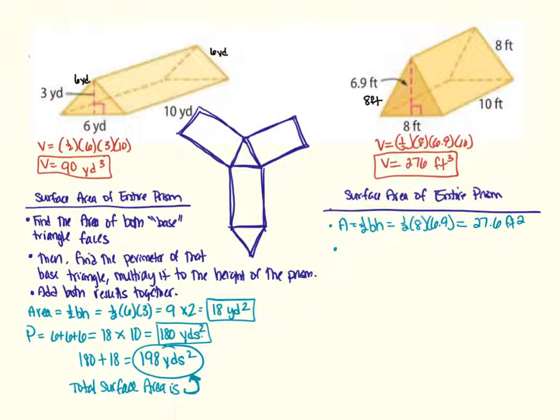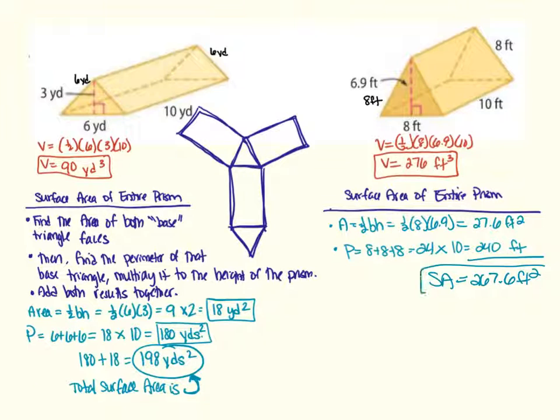Part 2, you're going to take the perimeter of the triangle. So that's 8 plus 8 plus 8, which is 24. Then multiply it by the height of the prism, which is 10, so it's 240. Now add these two together, 240 plus 27.6. So you get a total surface area of 267.6 feet squared. And because it's area, your answer is in squared units.